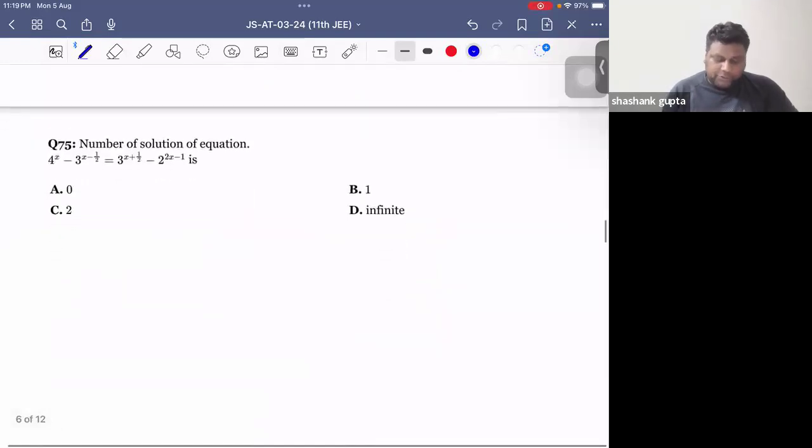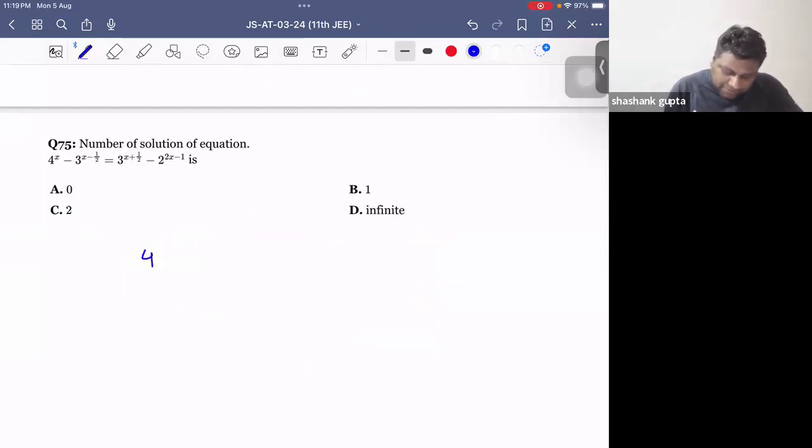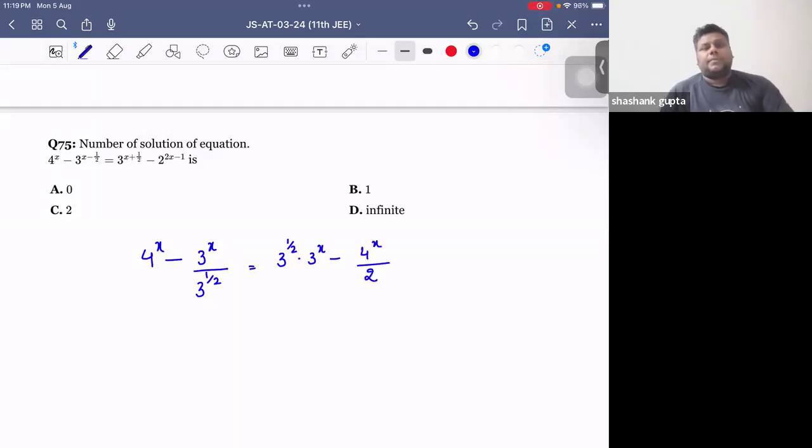Fine. Now this question. Number of solutions of the equation. See, yet a simple question. 4 raised to the power x minus 3 raised to the power x minus 1 by 2 can be written as 3 raised to the power 1 by 2 into 3 raised to the power x, minus, this is 2 to the power 2x, upon 2. So I write it as 4 to the power x upon 2. I just managed the question. Now take it to the left side. Take both 4 to the power x to the same side.